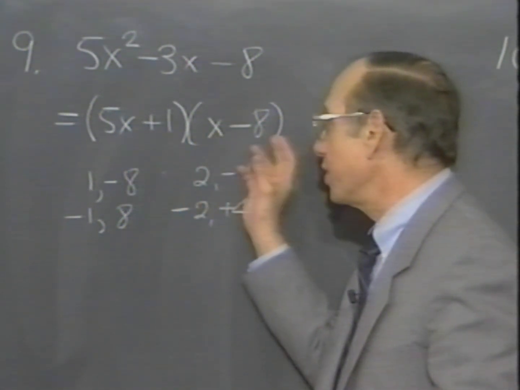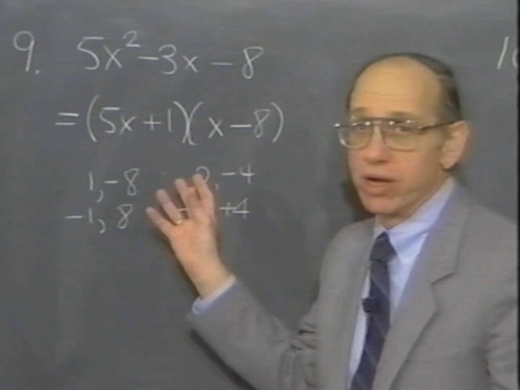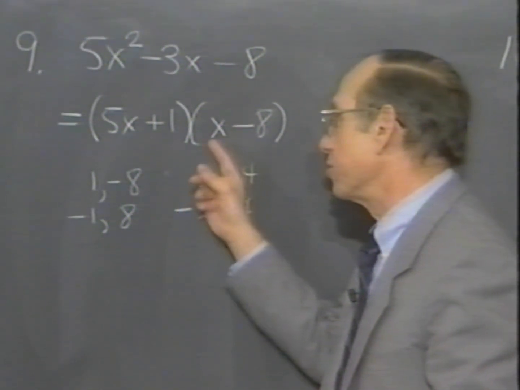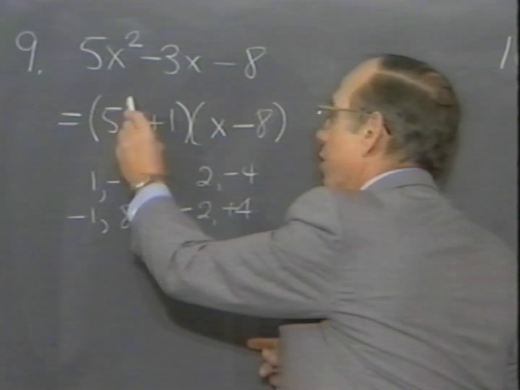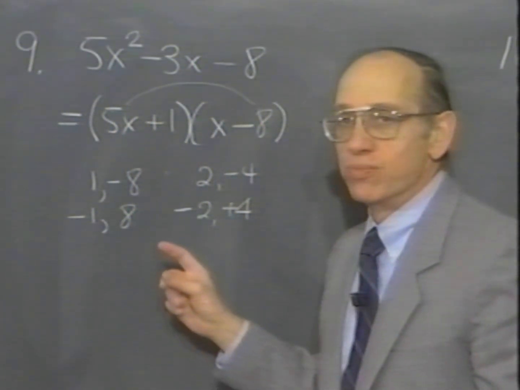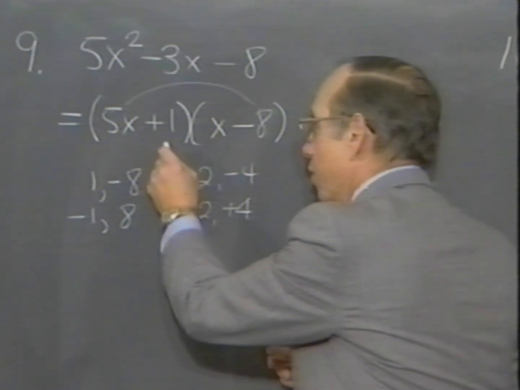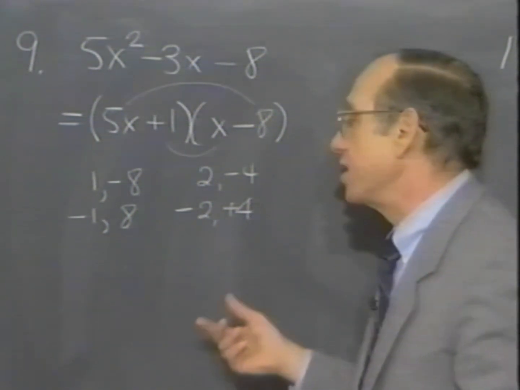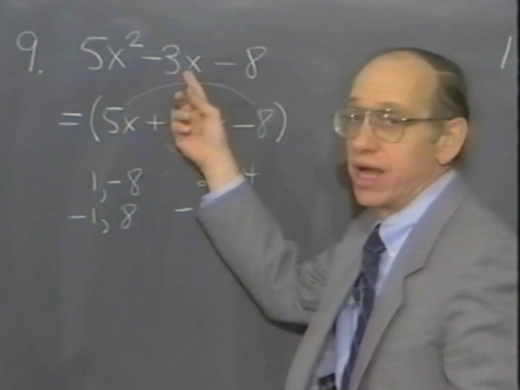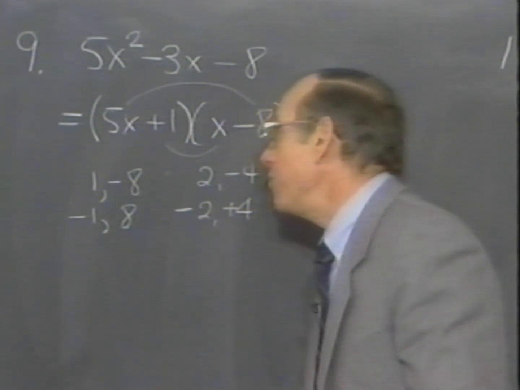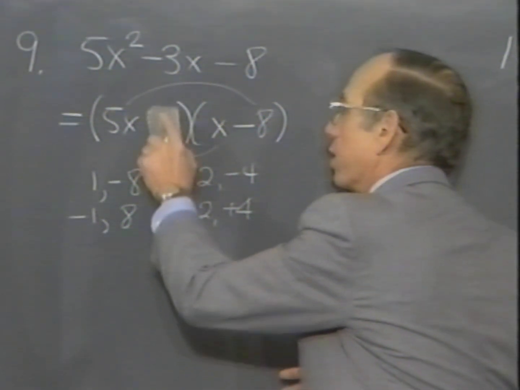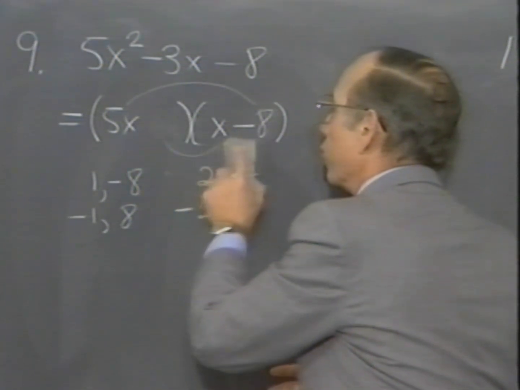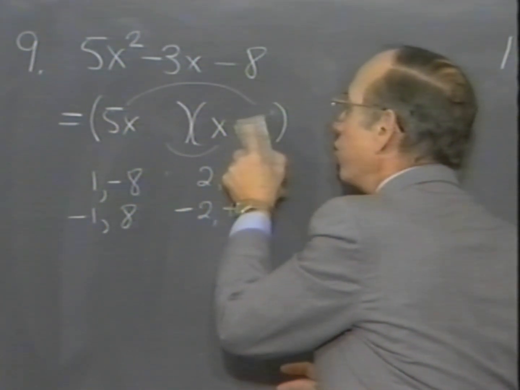Remember, the first term and the last term are taken care of because we picked the numbers to make those work. So let's just try that cross term. 5x times minus 8 is minus 40x. 1 times x is x. Minus 40x plus x is minus 39x. That's certainly not minus 3x. So that pair is clearly wrong. Now, does that mean we're through with that pair? No, we're not through with that pair.